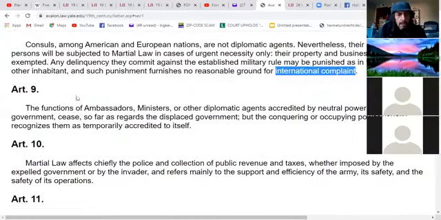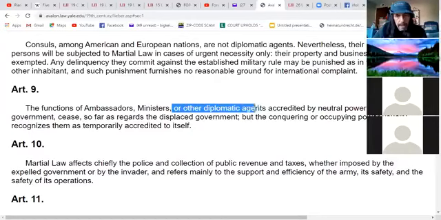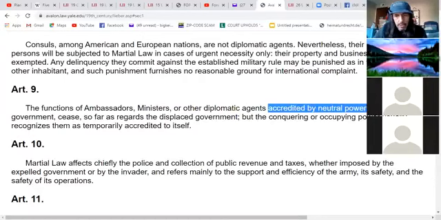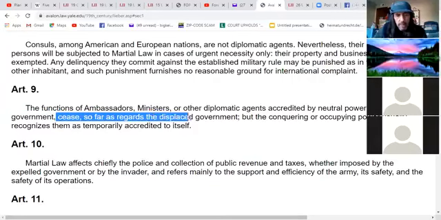Article 9. The functions of ambassadors, ministers, or other diplomatic agents accredited by neutral powers to the hostile government cease so far as regards the displaced.